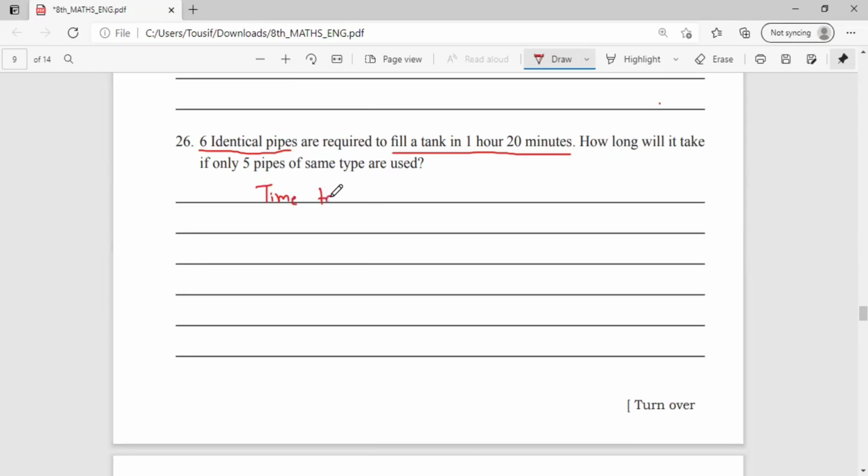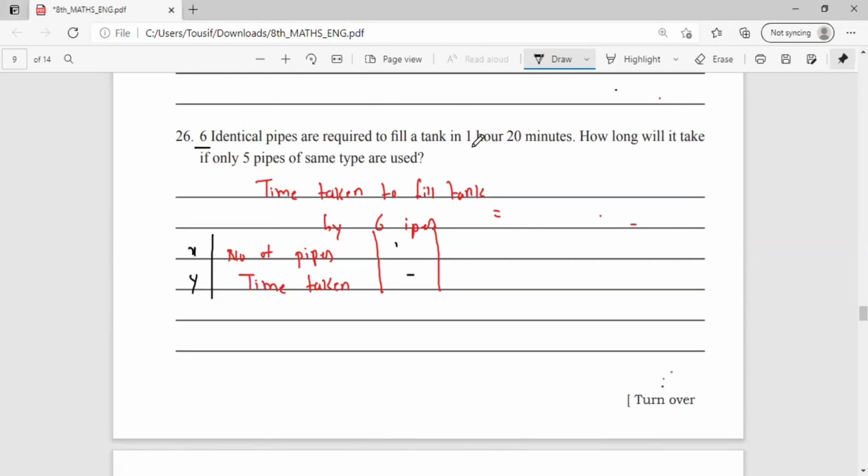Time taken to fill the tank by how many pipes? By 6 pipes. 6 pipes take 1 hour 20 minutes. That is what we have written. Time taken to fill a tank by 6 pipes, how much? 1 hour 20 minutes. Let us convert all the values into minutes. So 1 hour is equal to 60 minutes, we know it very well, and here we add 20. We're going to get the value as 80 minutes.